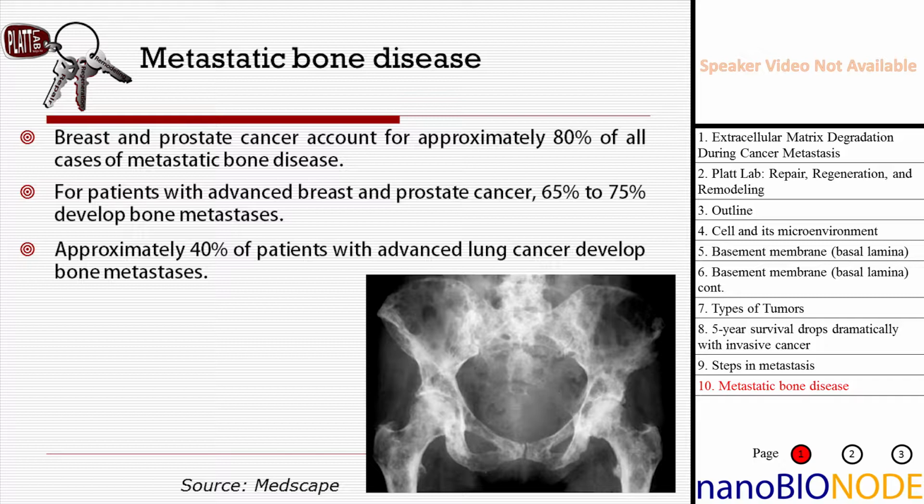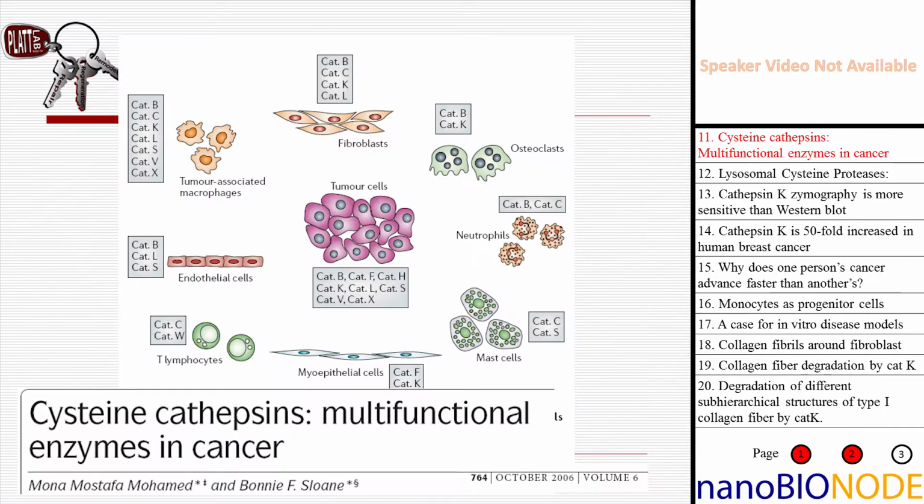So again, for patients with advanced breast and prostate cancer, 65 to 75% develop these bone mets, and 40% of patients with lung cancer will develop bone mets. I'm going to talk about this in a bit too, because these enzymes that I love are actually expressed by osteoclasts that remodel the bone, and they start to partner up with the cancer cells to really start to tear things apart. So let's talk about my baby.